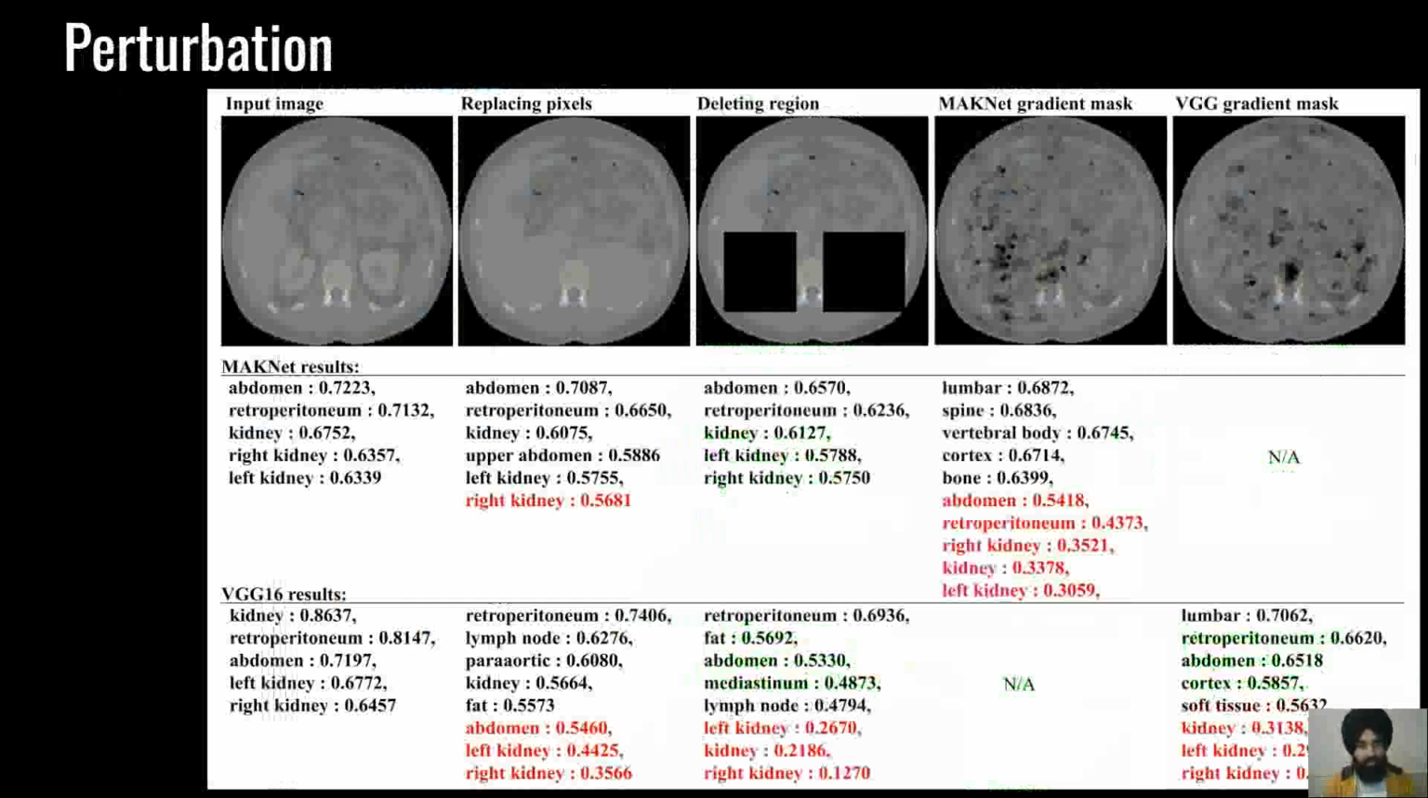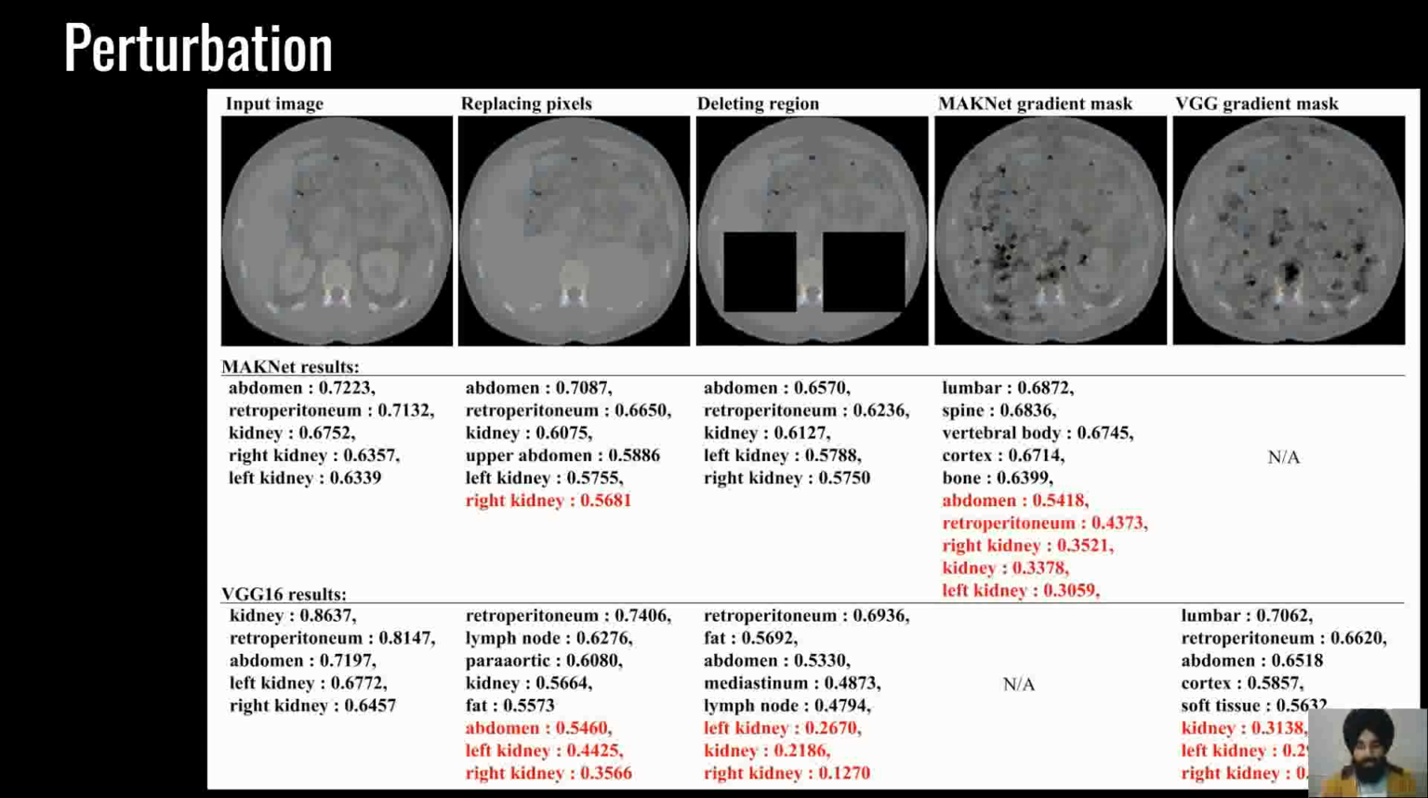In perturbation, we use three different perturbation strategies: replacing an individual organ pixel with a neighboring pixel, applying black patches in regions of interest, and the last one is deleting the most influential pixels with a mask generated by integrated gradients. The figure shows one example of a perturbed image with corresponding top 5 predictions and confidence levels.